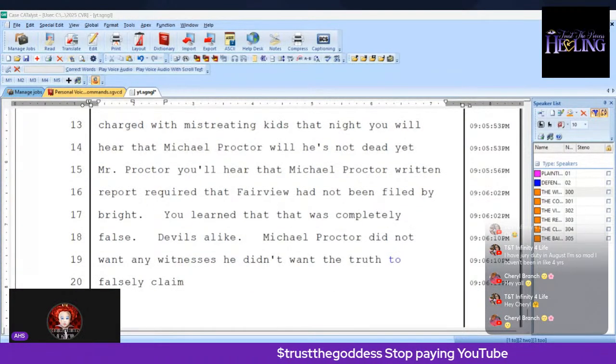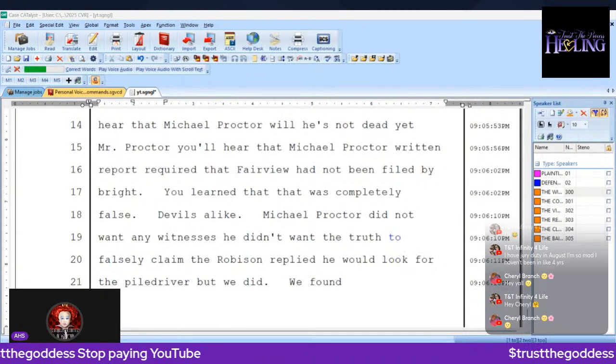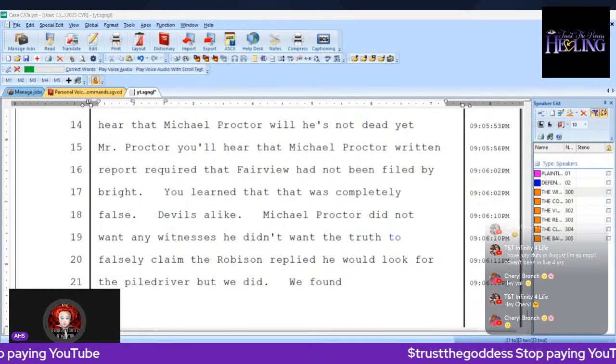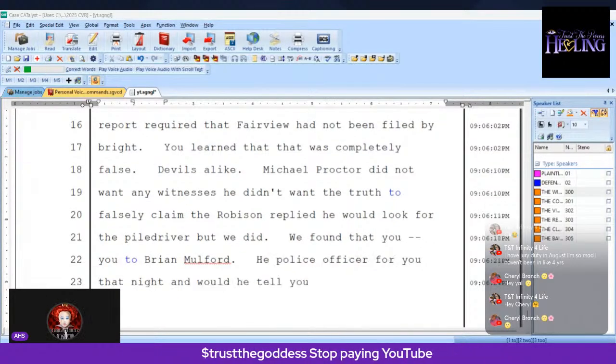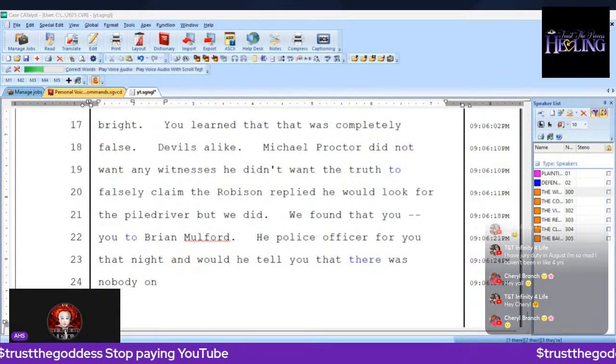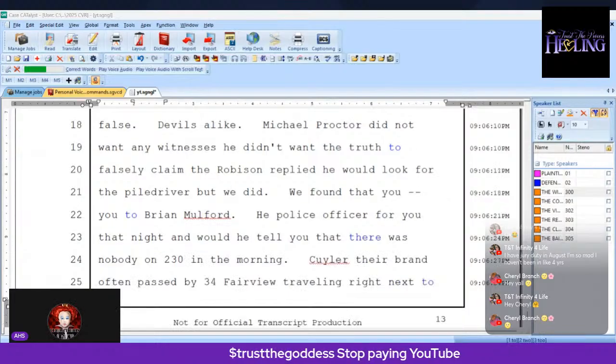You'll learn that he wouldn't look for the plow driver, but we did, and we found him, and we'll introduce you to Brian Loughran. He plowed Fairview that night, but what he's going to tell you is that there was no body on that lawn at 2:30 in the morning. You'll learn that Brian Loughran passed by 34 Fairview traveling right next to Brian Albert's front yard, and at 2:30 a.m., John O'Keefe was not there.